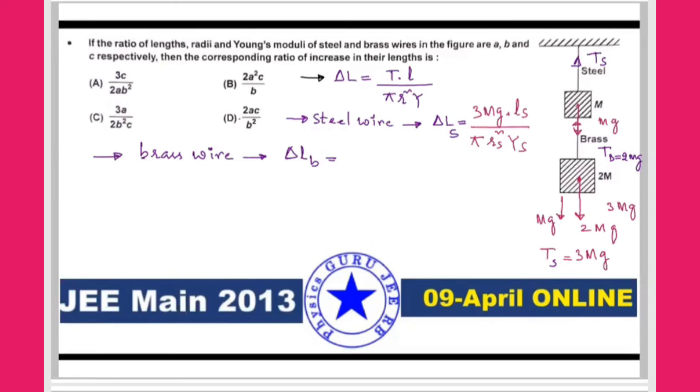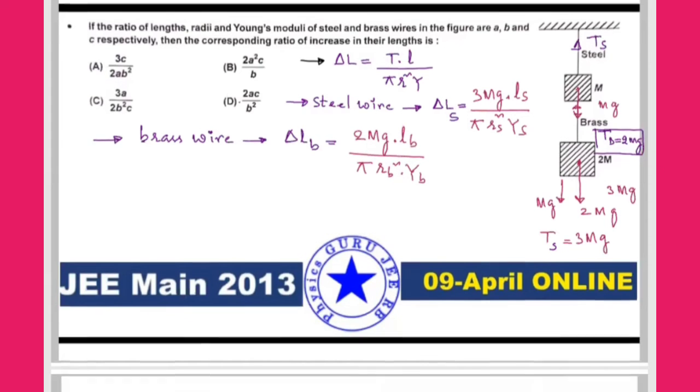So here now change in length for brass wire. We want the tension in the brass wire, which is 2 mg. Simply substitute that 2 mg. This is 2 mg into LB divided by pi rb square into Y brass. Is it clear, this one?